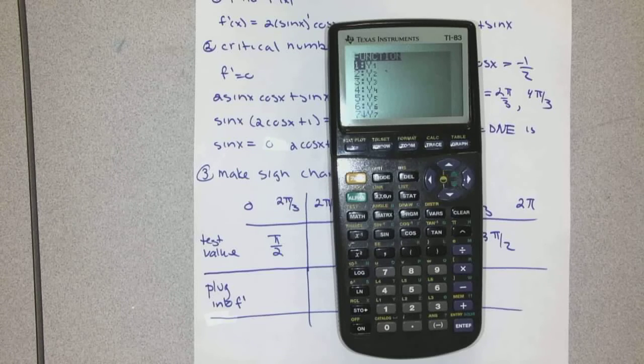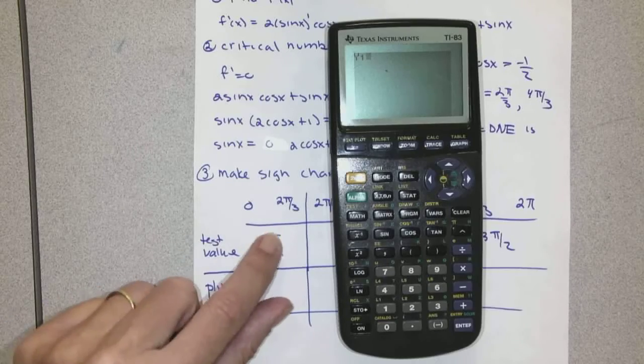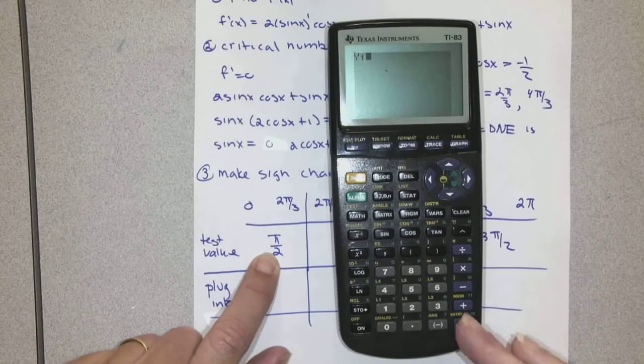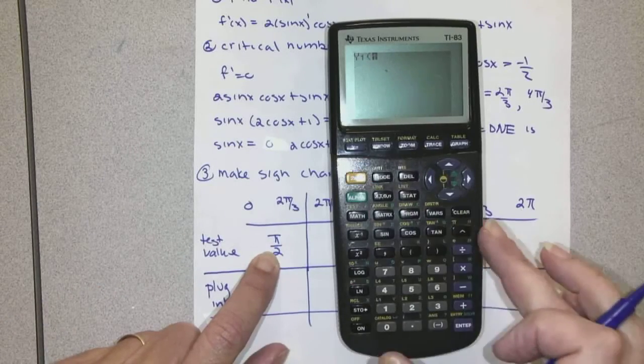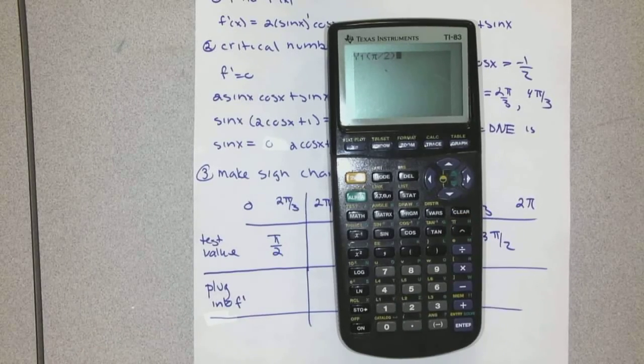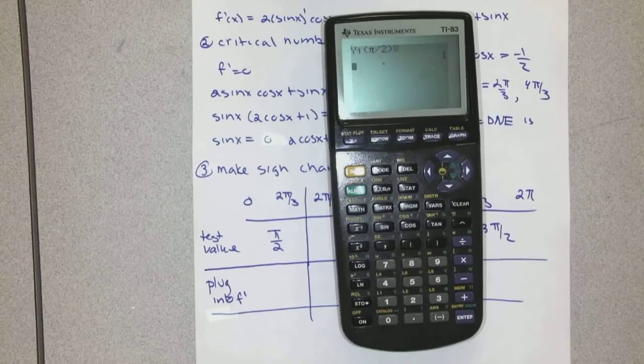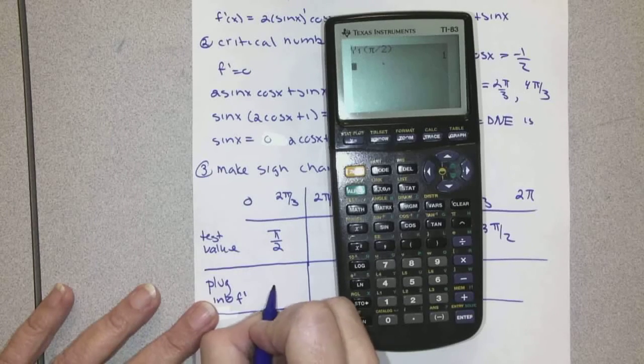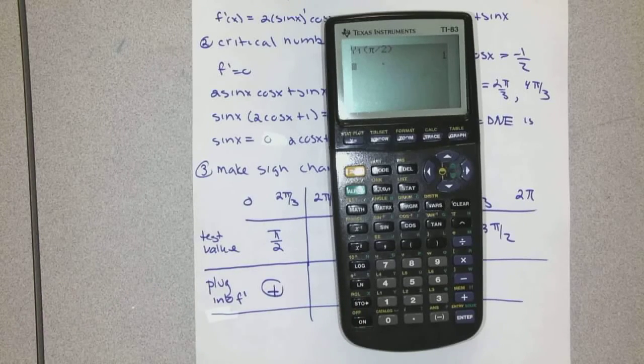If for some reason you put your derivative into y2, you'd press 2. If you put it into y3, you'd press 3, whatever. But I put it into y1, so I'm going to press 1. Then I'm just going to put in the value I want. I want pi over 2. So y1 of pi divided by 2. What it's going to do is take pi over 2, put it in my derivative and tell me what that answer is. And it tells me that answer is 1. And so this is positive.